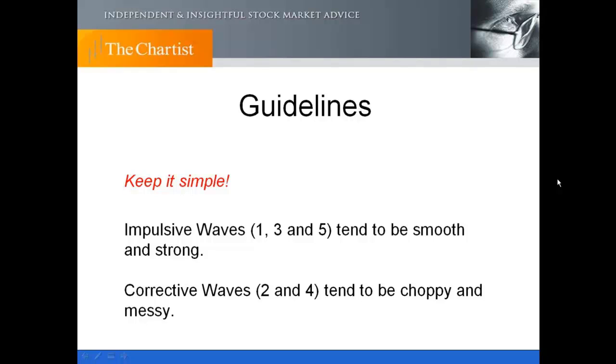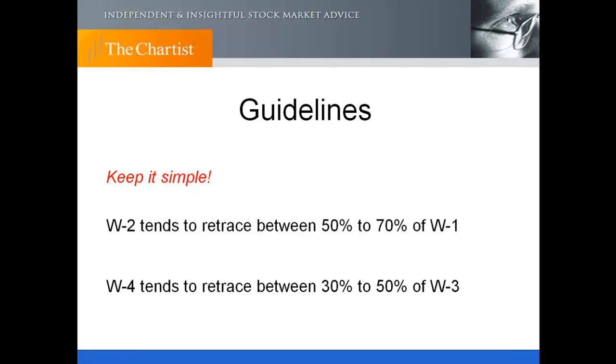Impulsive waves, 1, 3, and 5, they tend to be smooth, they tend to be strong. You've got to be able to look at a chart and say, is that a smooth and strong wave? If you have to think about it, well, it's clearly not. So you just got to look at a chart, bang, there it is, or there it's not. If it's smooth and it's strong, it's an impulse. Whether it's 1, 3, or 5, we don't know. But at the end of the day, smooth and strong is an impulse. Corrective waves, 2 and 4, tend to be very, very choppy and very, very messy. That's our guidelines of 1.